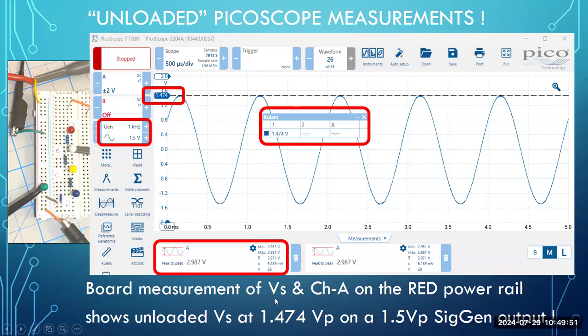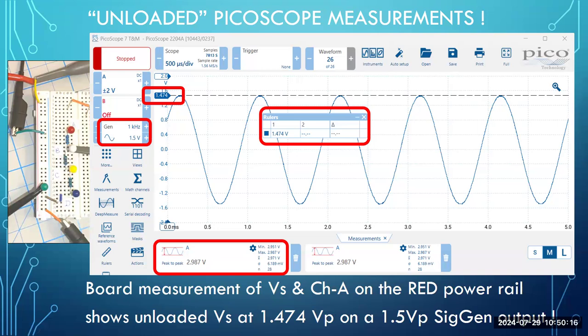So the board measurement of the voltage source and channel A on the red rail, both VS, from my signal generator's on the red rail. Channel A of the oscope is also on the red rail right here. They're both connected together onto the red rail. It shows an unloaded voltage source at 1.474 on a 1.5-volt peak signal output.